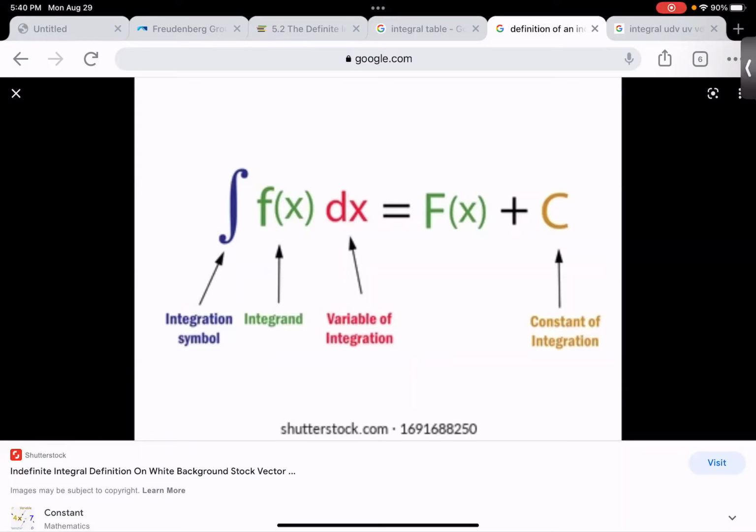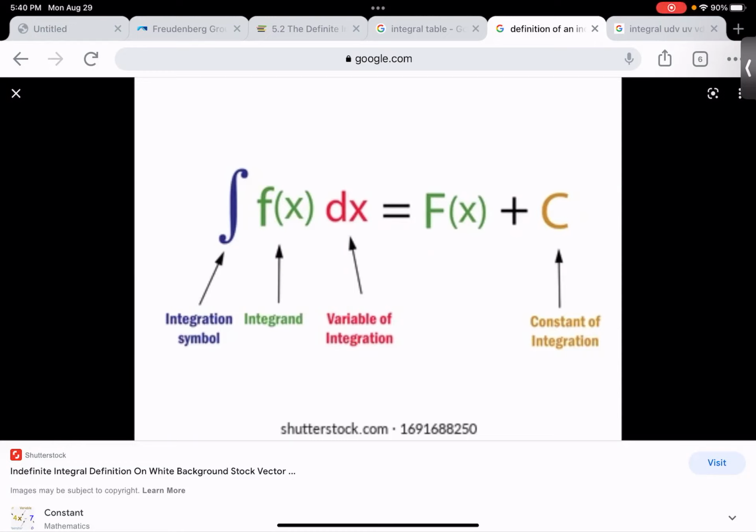Another word for an integral is an antiderivative. Here is the equation for an indefinite integral. It has an integration symbol, an integrand, which is the function, and then the variable of integration. You want to go backwards from the derivative in order to find the integral of something. So the integral of lowercase f of x dx is going to be F of x plus c. The reason there's a plus c is that it is a constant of integration.